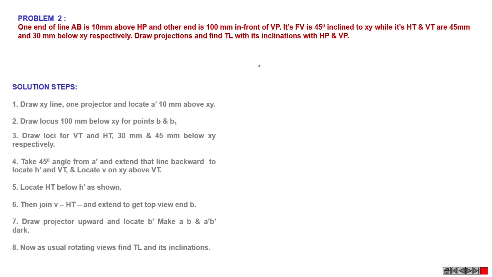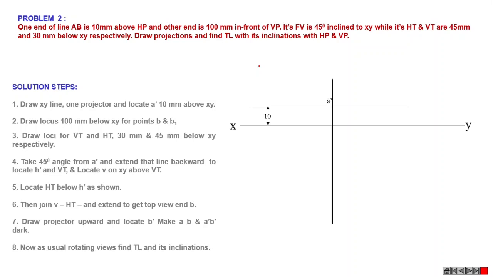Then in the first step, we have to draw the XY line as usual. Then we can locate A dash 10 mm above XY line, the front view of end A. Then we can draw the locus of the other end, which is 100 mm in front of VP.